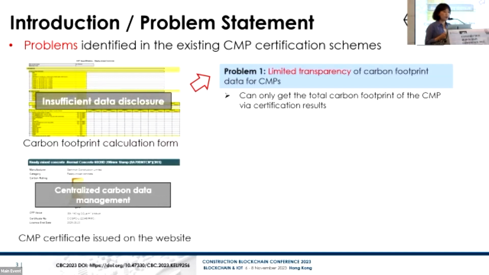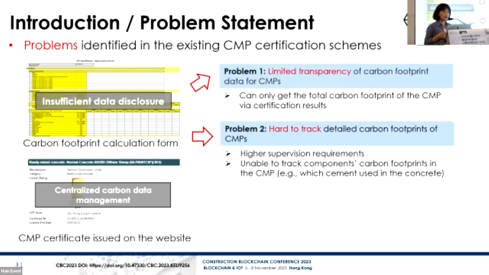The first problem is the limited transparency of carbon footprint data for construction materials and products. In most certification schemes, users can only get the total carbon footprint of the construction material and product via the results. However, it is hard to track the detailed carbon footprint of such CMPs, especially with higher and higher supervision requirements. So users cannot track the components' carbon footprints in the construction material and product. For example, the user cannot know which kind of cement is used in the concrete.